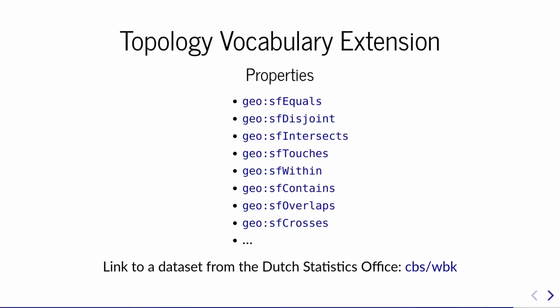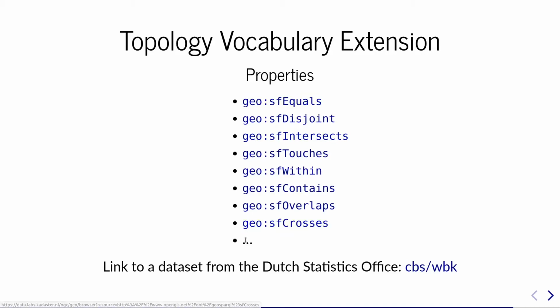The topology vocabulary extension consists of properties that you can add in your linked data representation in order to explicitly relate features to one another based on their geospatial relationship. Let's take a look at a couple of examples. So we have the SF equals property, disjoint, intersects, touches, within, contains, overlaps, and also crosses. These all start with the letters SF, and these letters stand for simple features.